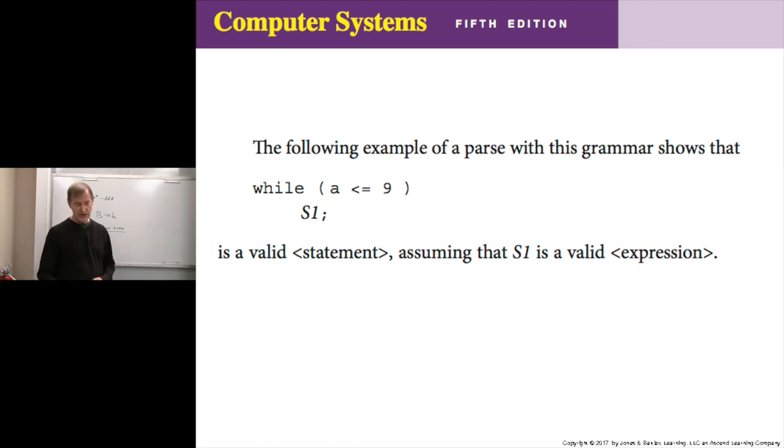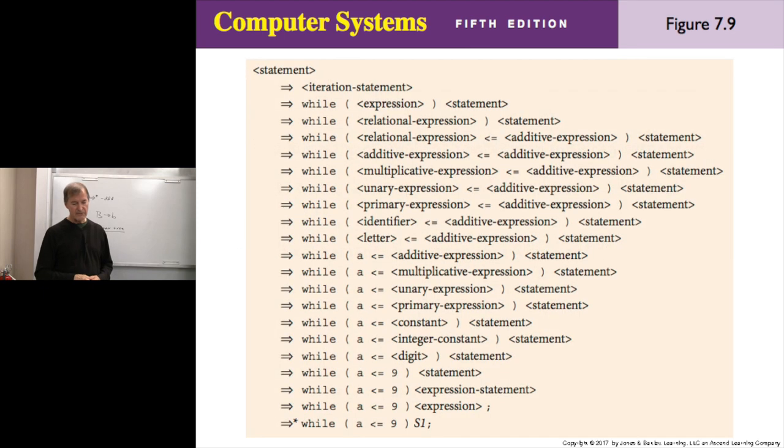So here's a derivation of it, figure 7.9. Notice what we're starting with here. Statement, because we want to show that it's a valid statement. What do we end with? While left paren A less than or equal to 9 S1. So this is the derivation. And if you look at each line of this derivation, you go back to the grammar and you can see.